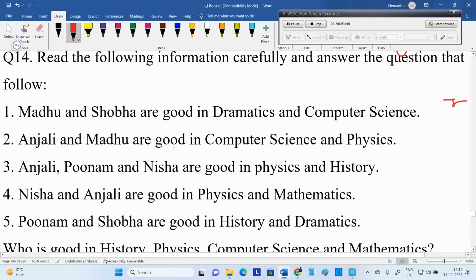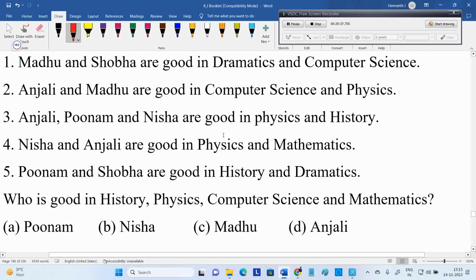Here, this is the entire question. This question was given in the ESE exam, engineering service exam. Madhu and Shobha are good in dramatics and computer science. Anjali and Madhu are good in computer science and physics. Anjali, Poonam and Nisha are good in physics and history. Nisha and Anjali are good in physics and mathematics. Poonam and Shobha are good in history and dramatics. Now you need to decide which person is good in history, physics, computer science and mathematics.